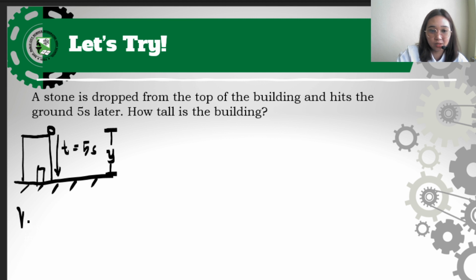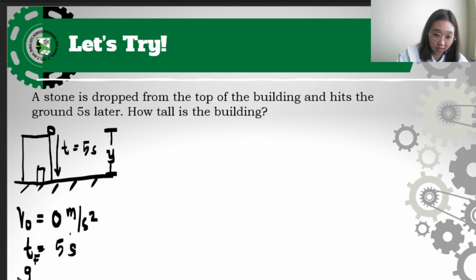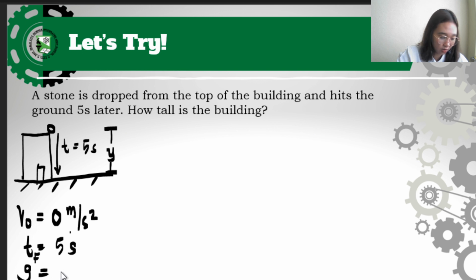Okay? So, we have the givens. Since a stone is dropped from the building, of course, v0 or initial velocity is equal to 0 meters per second, because it is at rest before the stone is dropped. Next, the final time is equal to 5 seconds. And we all know acceleration due to gravity is equal to 9.8 meters per second squared.